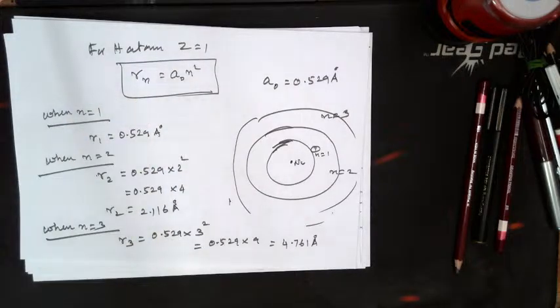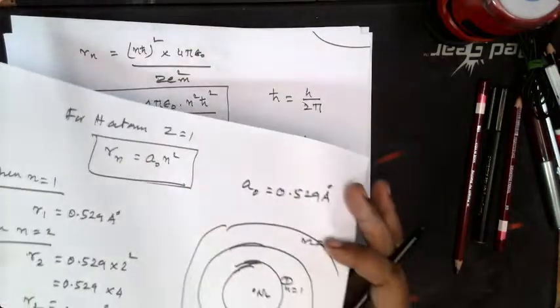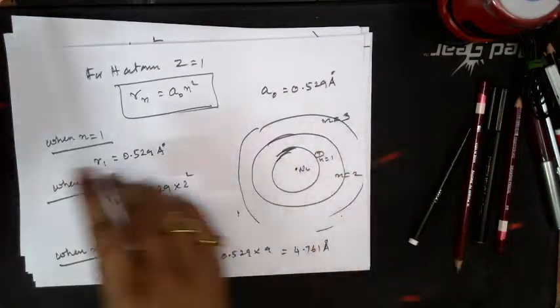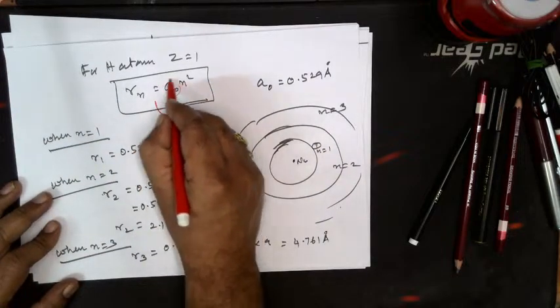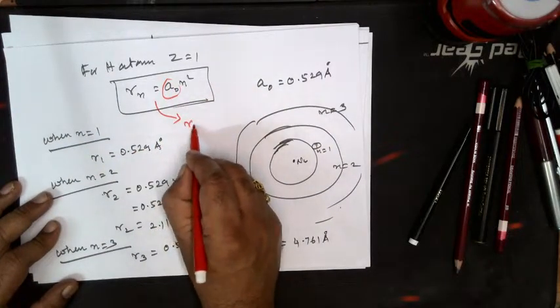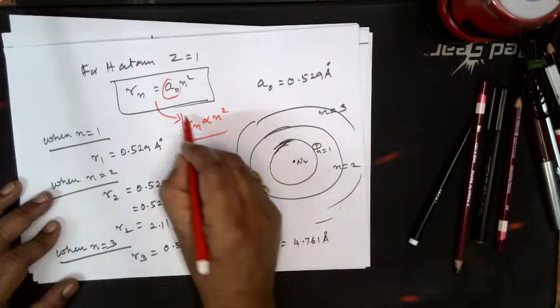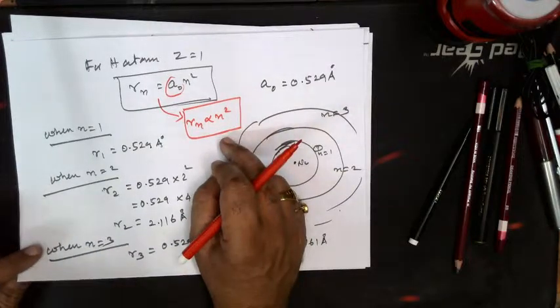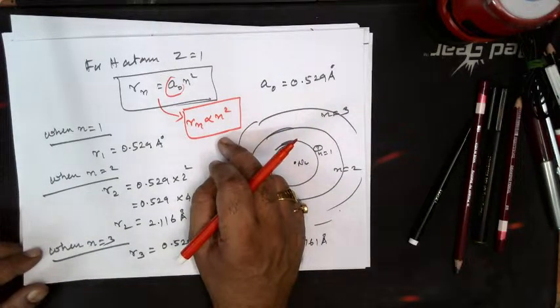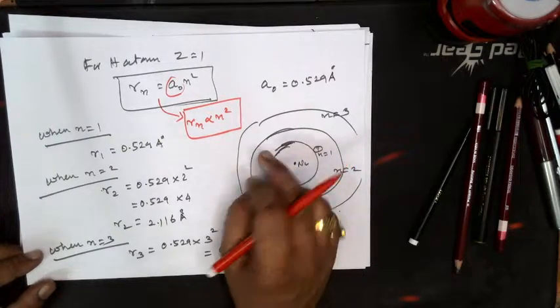Am I right? So Rn is proportional to, this is another equation. You can introduce this. I am removing a naught so that you can put Rn is proportional to n squared. So what do you understand from this? With the increase of n, the Rn increases. Are you able to follow?